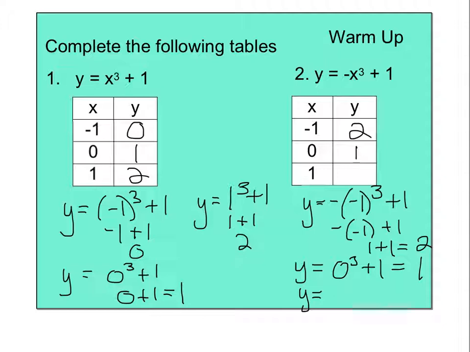So we have y equals negative, and then 1 cubed plus 1. So again, we take care of this part first. So 1 cubed is 1. Bring down that negative, and -1 plus 1 is 0. So there are your two tables. Again, I wanted to make sure you had practice with that negative on the outside of x.